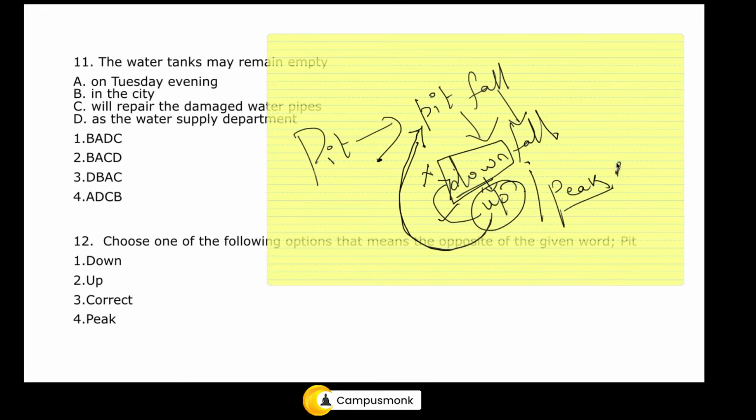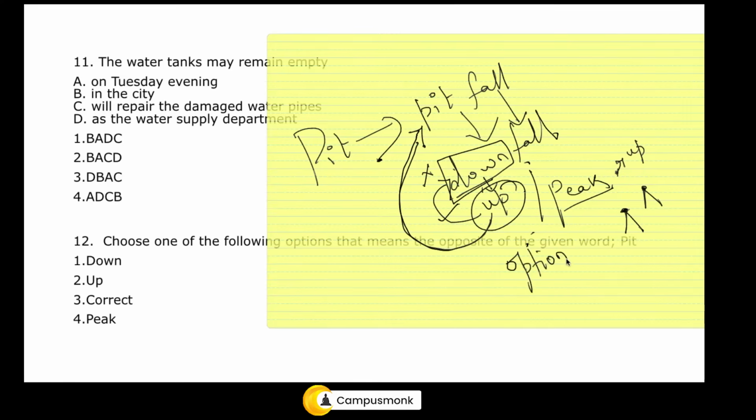Okay, it's not down, it is up. He's on the peak top. What does that peak mean? On the top, right? Hills have a peak top. What does that mean? It means top, or up. So you can frame a sentence like this: despite having a pitfall in his life, he's still at the peak of his career. This can be a statement, alright? So what is the opposite of pit? The opposite of pit is peak. So that is option 4.